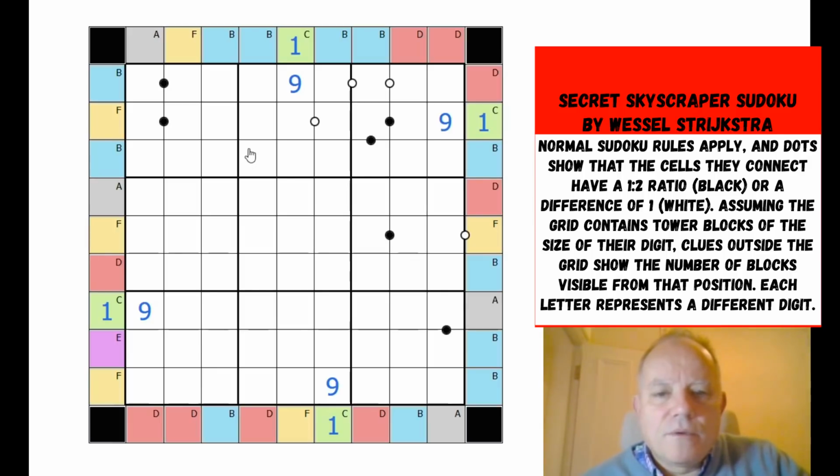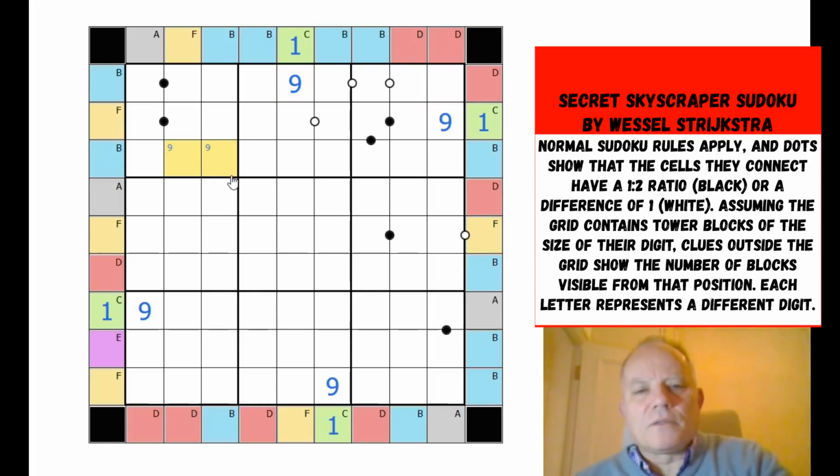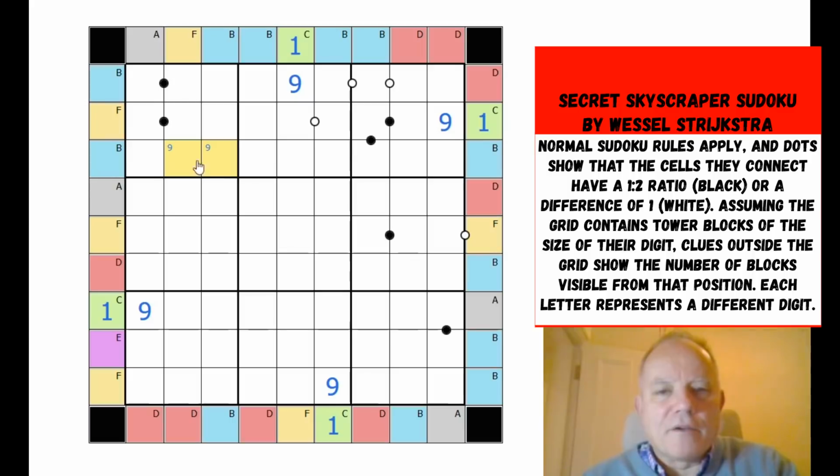Now, do we know any more than that? Okay, well, let's do a bit of Sudoku. Yeah, okay, so 9's there. There must be a 9 in one of these cells by normal Sudoku. Where can the 9 go in row 3 is the question. You've also got that 9.